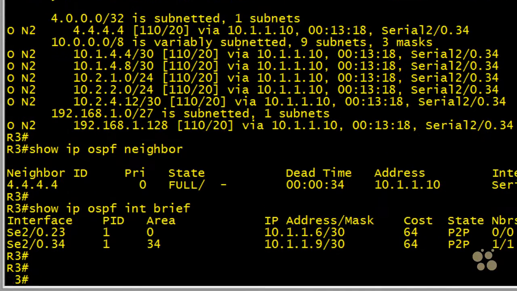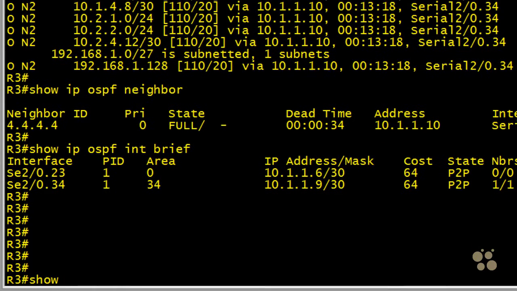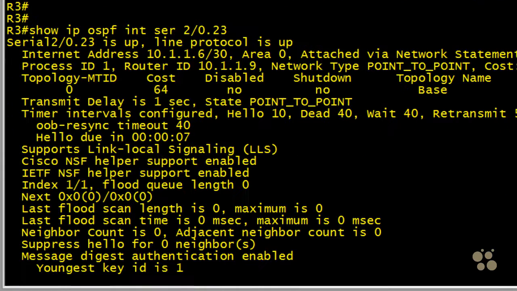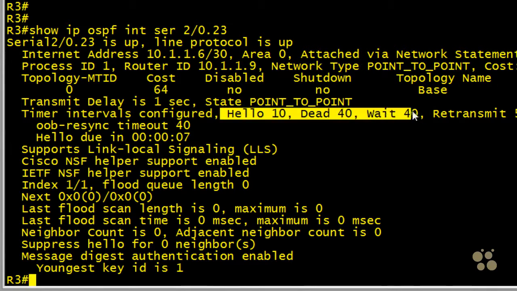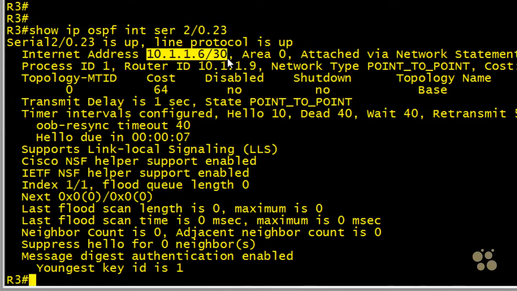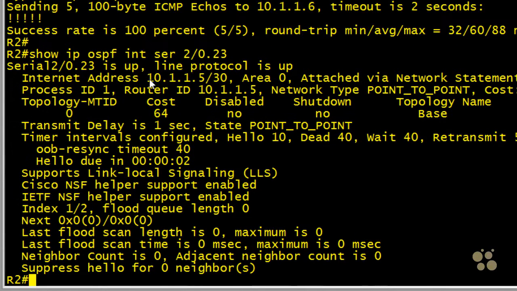So here on R3, let me give us some visual separation. Let's do a show ip ospf interface serial 2/0.23 here on R3. So here on R3, it also is a network type point-to-point. The timers are matching. The IP addresses also look good. We have 10.1.1.6/30 on R3, and here on R2 is 10.1.1.5/30. So they're both on the 10.1.1.4/30 subnet. That looks okay too.